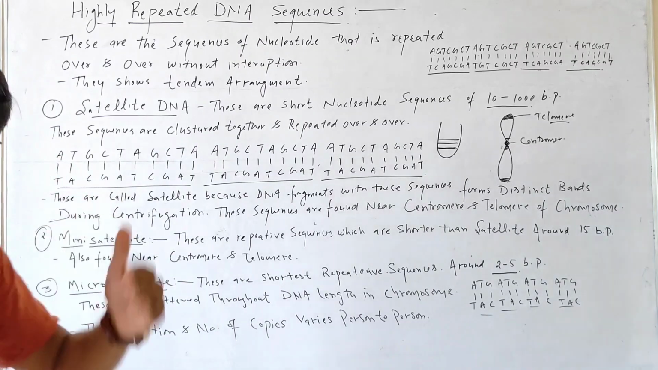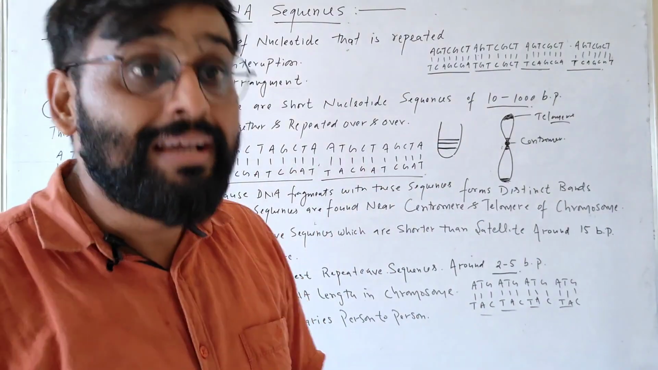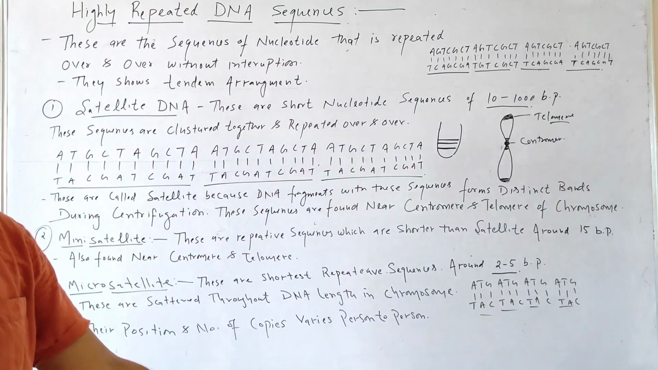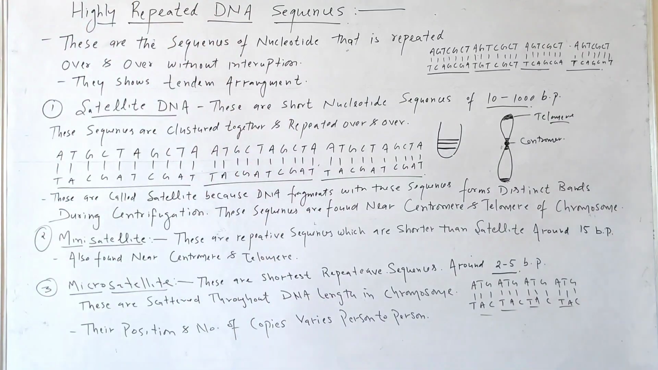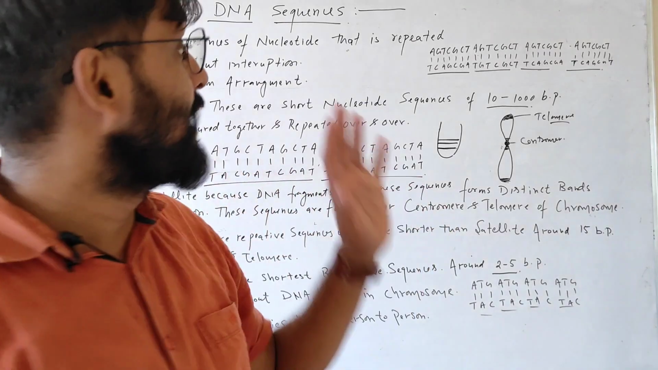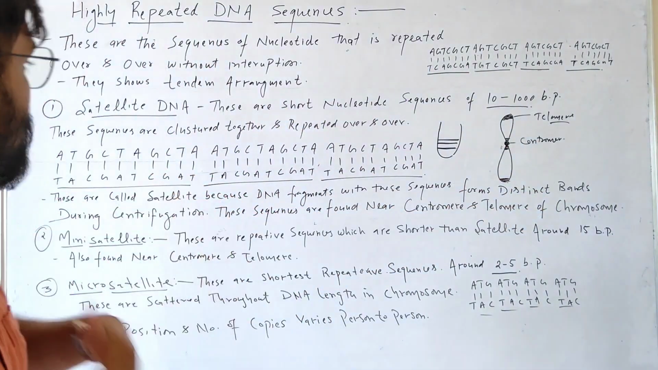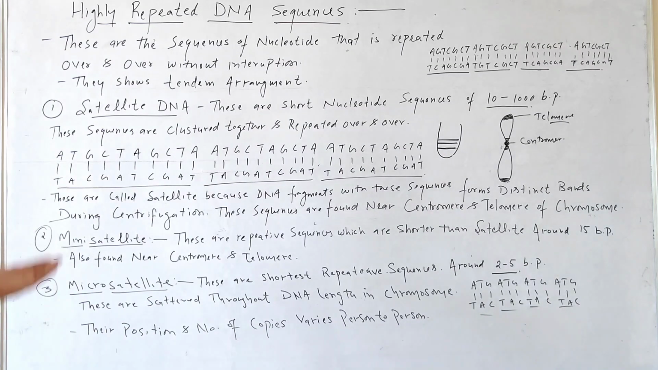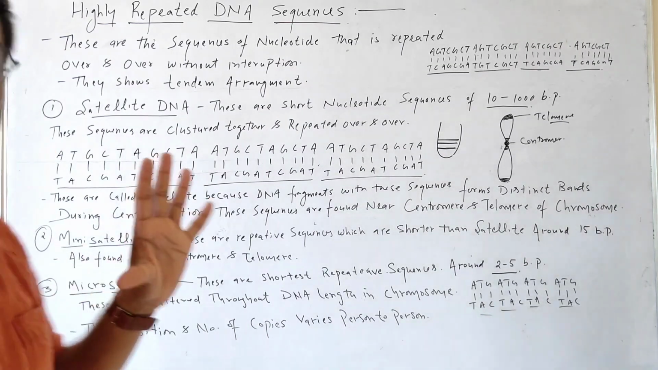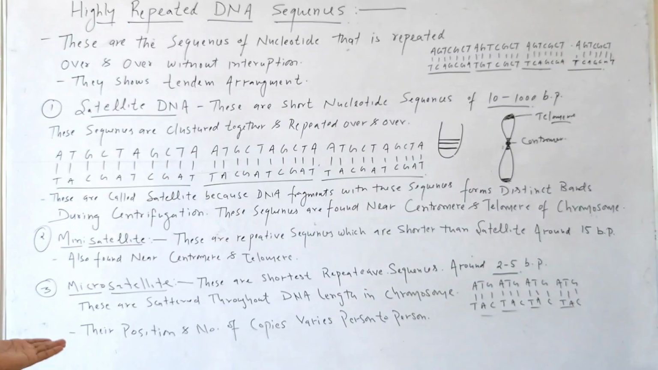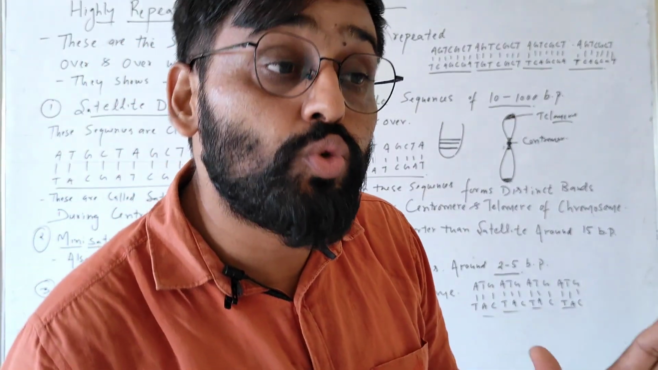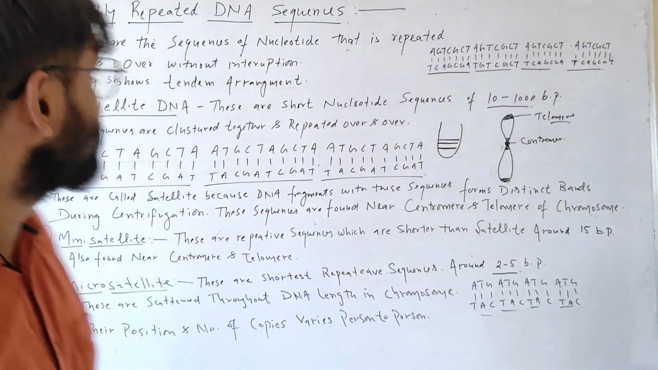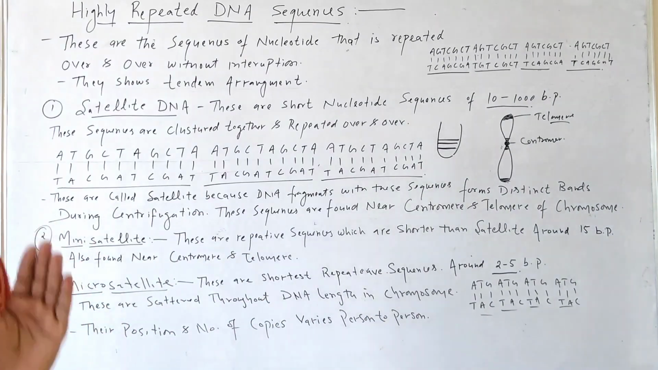They are repeated over and over again in tandem manner in the whole genome, or you can say in a whole chromosome or whole DNA. They fall in three categories. Satellite, these are longer sequences, 10 to 1000 base pair. They are repeated over and over again. Minisatellite, shorter than satellite, they are up to 15 base pair. Microsatellite, they are the shortest repetitive sequences, around 2 to 5 base pair long. So these are highly repeated DNA sequences.